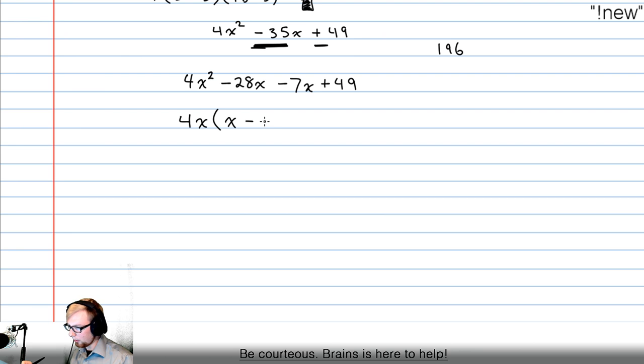Well, you're taking out a 4. 28 divided by 4? Isn't it 12? Nope. Oh, it's 7. Yeah, that's what it was. There you go. Next. Alrighty. So that's what it was.